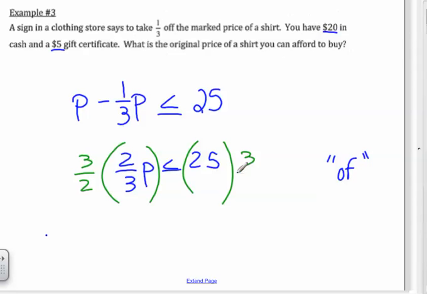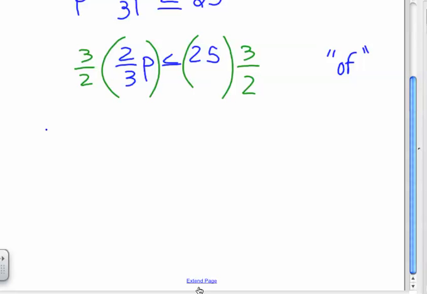Okay, great answer, Teddy. When I do that, the 3's cancel, the 2's cancel, and it leaves me with P. And P is going to be less than or equal to 75/2. When I multiply, 3 times 25 is 75. If I have 3/4, that means I have 75 cents. Right? Okay, but I don't want to leave it like that.